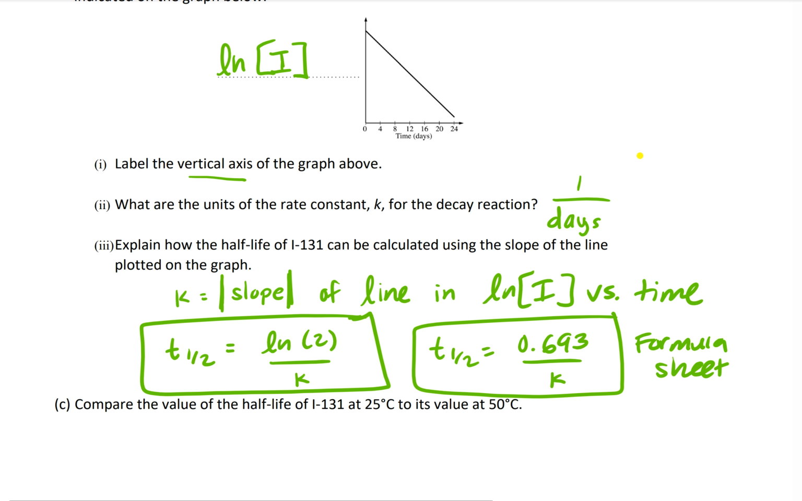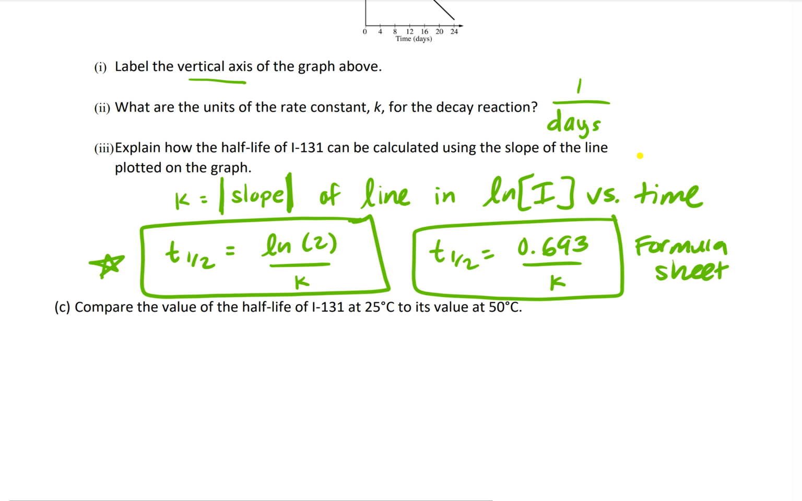Okay, so a couple things to note. K, your rate constant, is the slope, the absolute value of the slope of the line. But if you don't have this graph with the slope, you can use this formula and plug in the half-life and solve for K. Likewise, if you know the rate constant and they ask you for half-life, you plug in K and solve for T1/2.